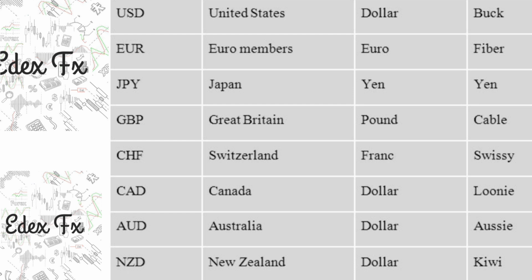It is important to note that all currency symbols are made up of 3 letters. The first 2 letters stand for the name of the country, and the third letter, usually the first letter of the currency's name, stands for the name of that country's currency.